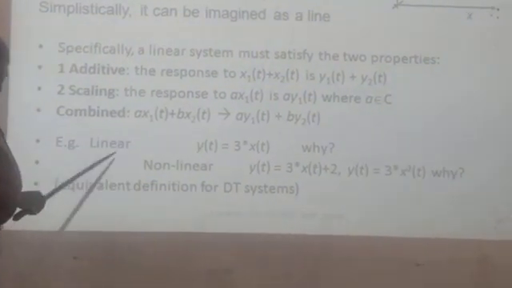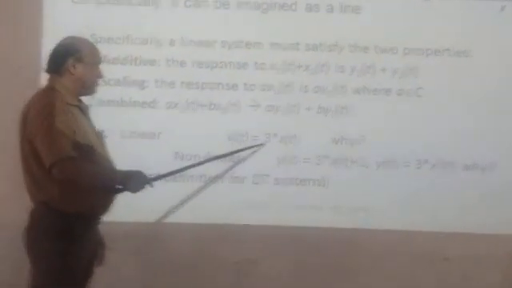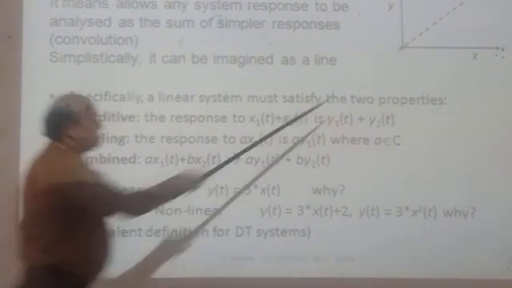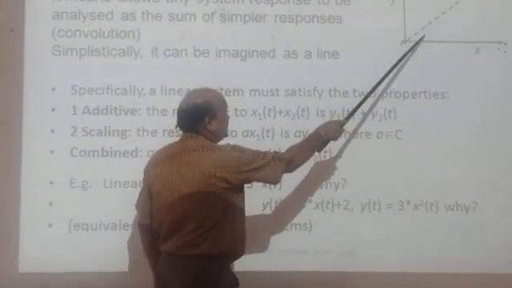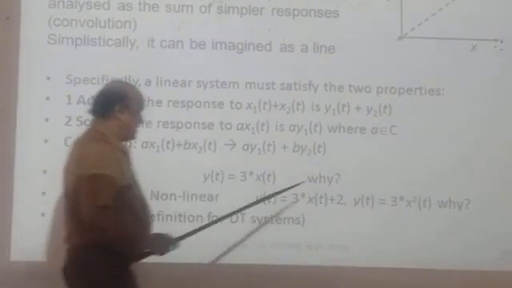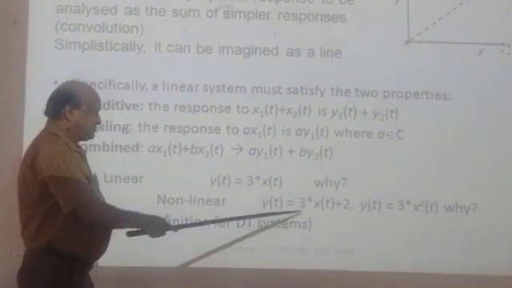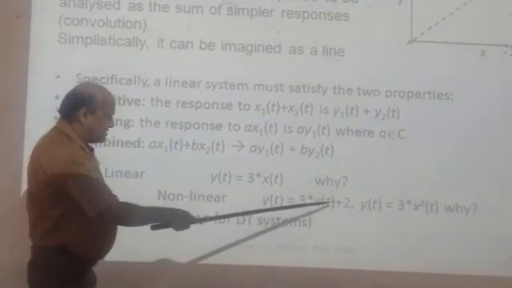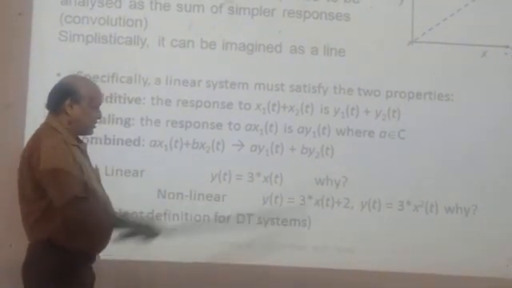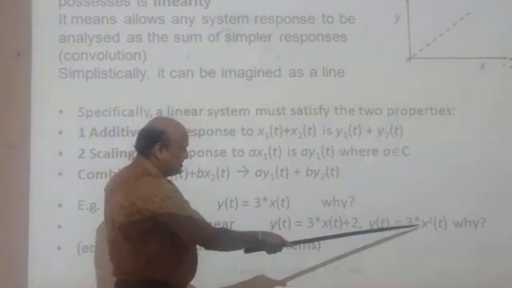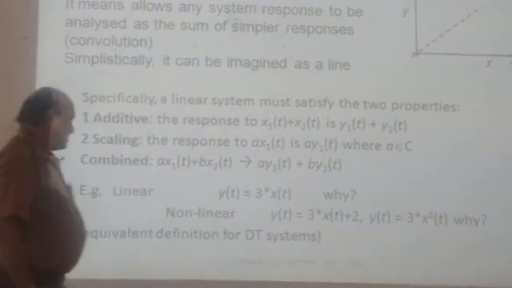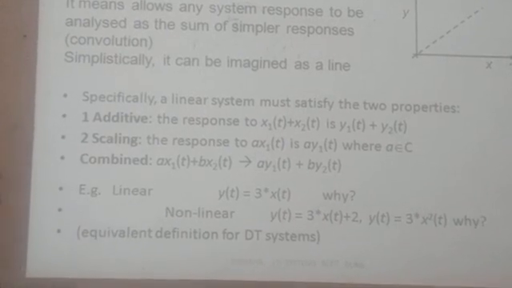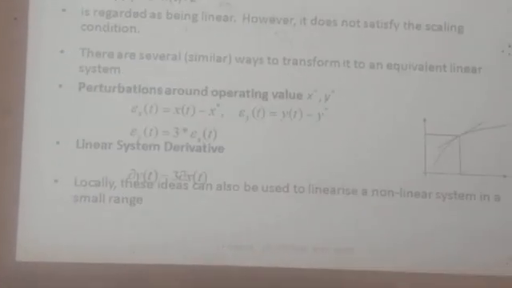An example of a linear system is y(t) = 3 x(t). This is the example of linearity. You will get the response like this, scaled by a factor of 3 here. So y(t) = 3 x(t) + 2 is non-linear, because 2 is added here. So this response will be non-linear. You can see this is the response that will be non-linear. And the equivalent definition for a discrete time system can also be seen.